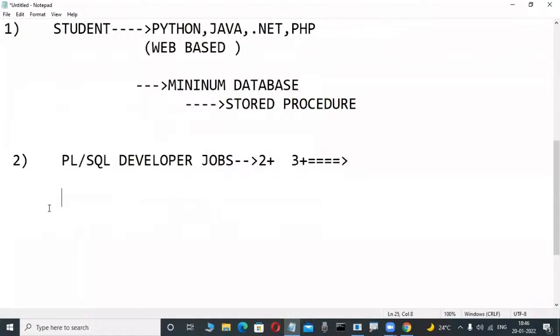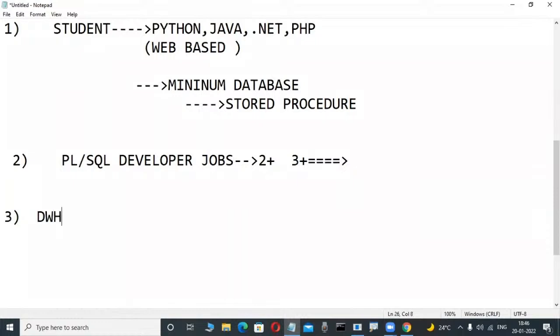Here, observe the SQL developer jobs purpose. Another type of person: nowadays, many people do not have very good coding knowledge, maybe they are not technical persons. They want to move into software. In that case, there is one type of job. What is that?